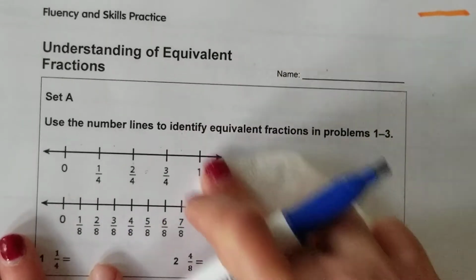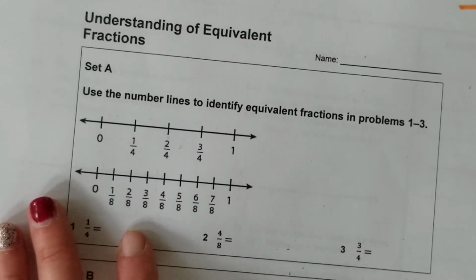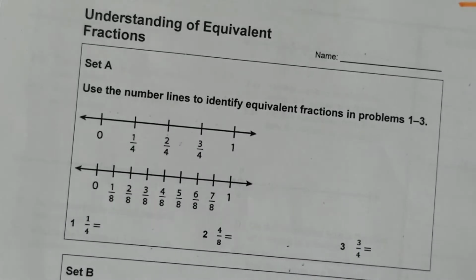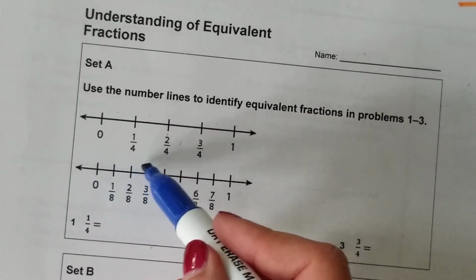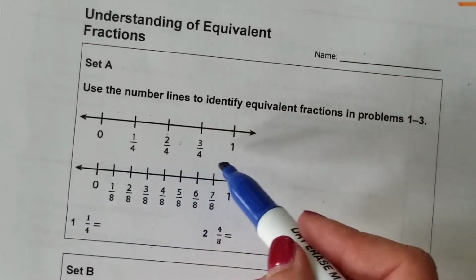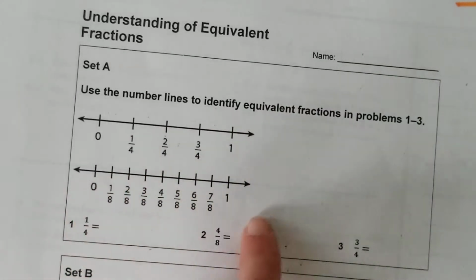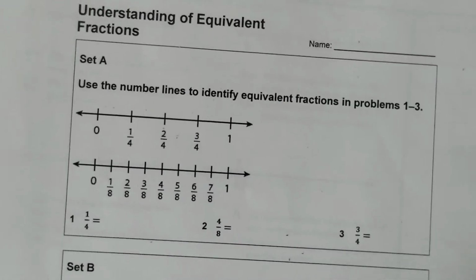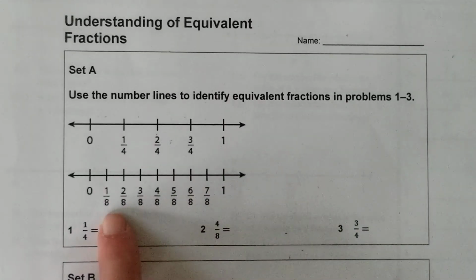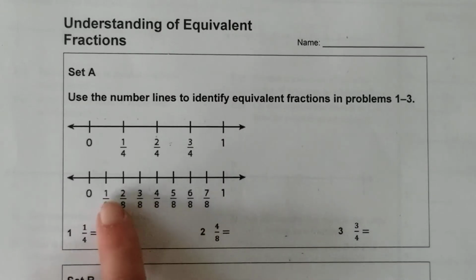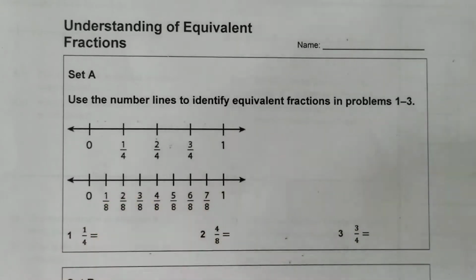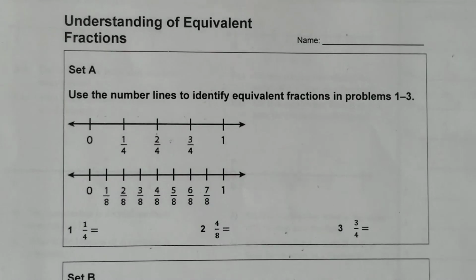Now, the bottom fraction has been broken into 8 pieces. I know that because I can count them. 1, 2, 3, 4, 5, 6, 7, 8 pieces between 0 and 1. And that's why in these fractions, they've put on the denominator an 8. And then the numerator on the top just represents the number that they've counted, 1, 2, 3, 4. So that should be pretty much a review.